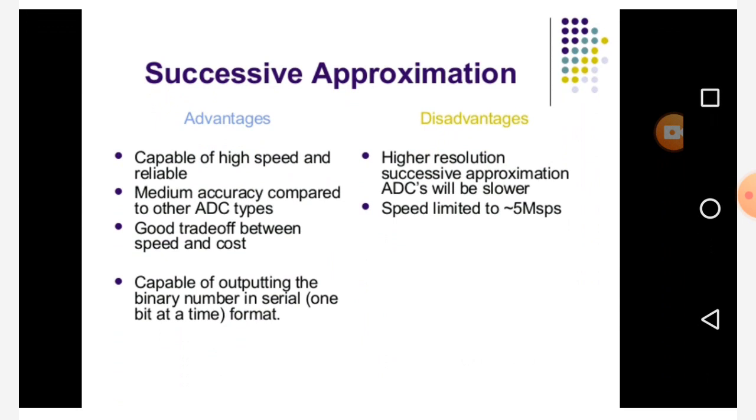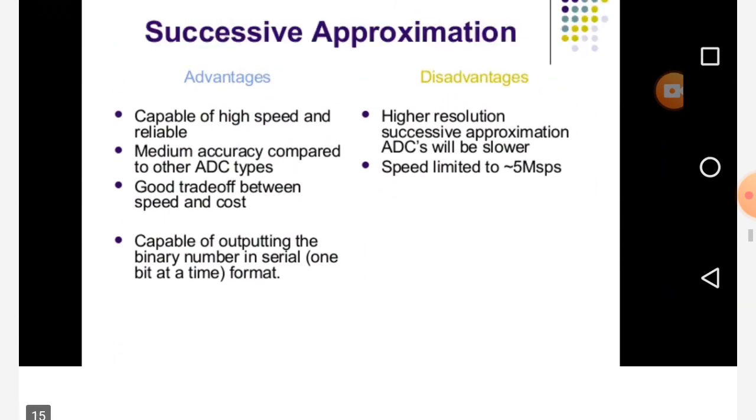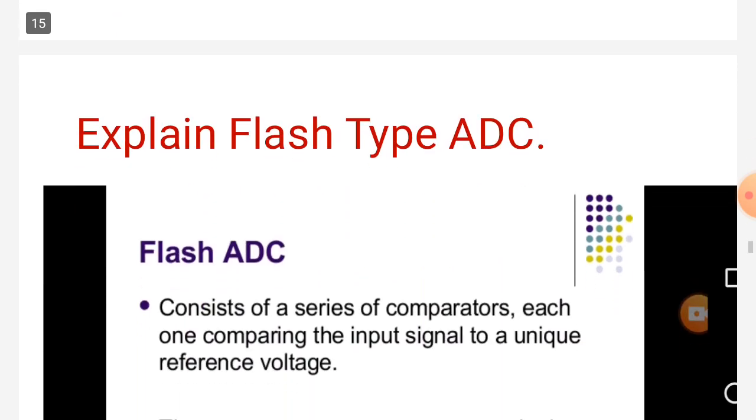Then what are the disadvantages of successive approximation type ADC? Higher resolution successive approximation ADCs will be slower, speed limited to 5 Mbps. These are some advantages and disadvantages of successive approximation type ADC.